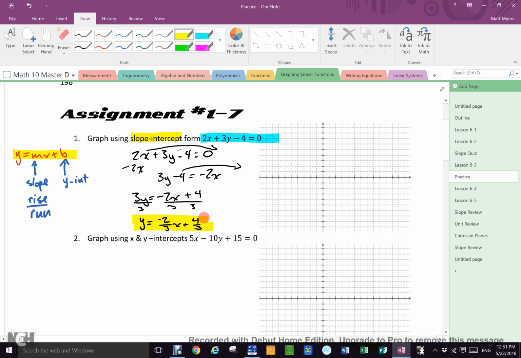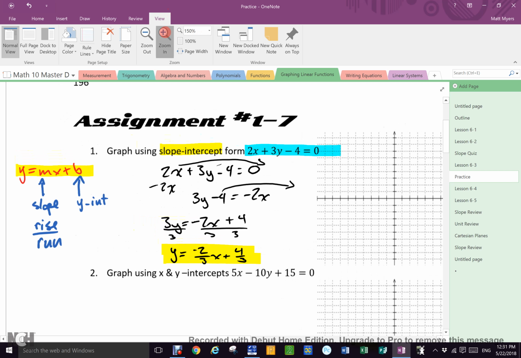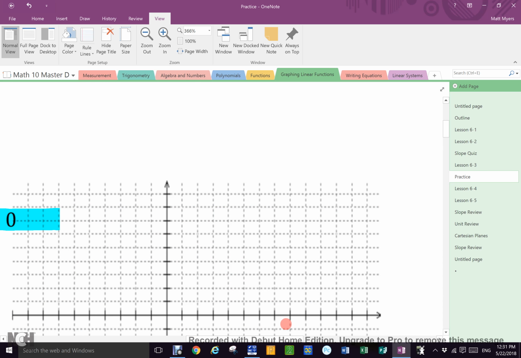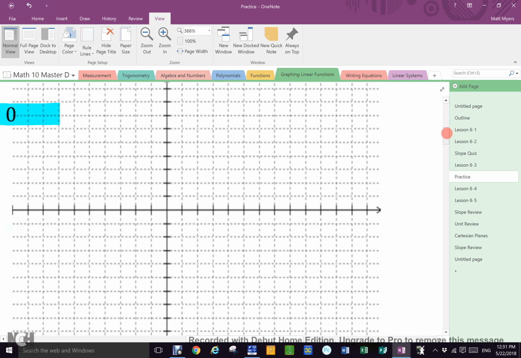Since we're in thirds here, where should I put my number 1 on the graph for my y-axis? Should I put a 1 there? Why? Because it's 1/3, so it's not a whole number. So what if I went up 1, 2, 3 and put my 1 there? Now is it easy? Yeah. Why? Fractions in thirds, and I need 4 of them, yes? So where does my y-intercept happen? On the 4th line.